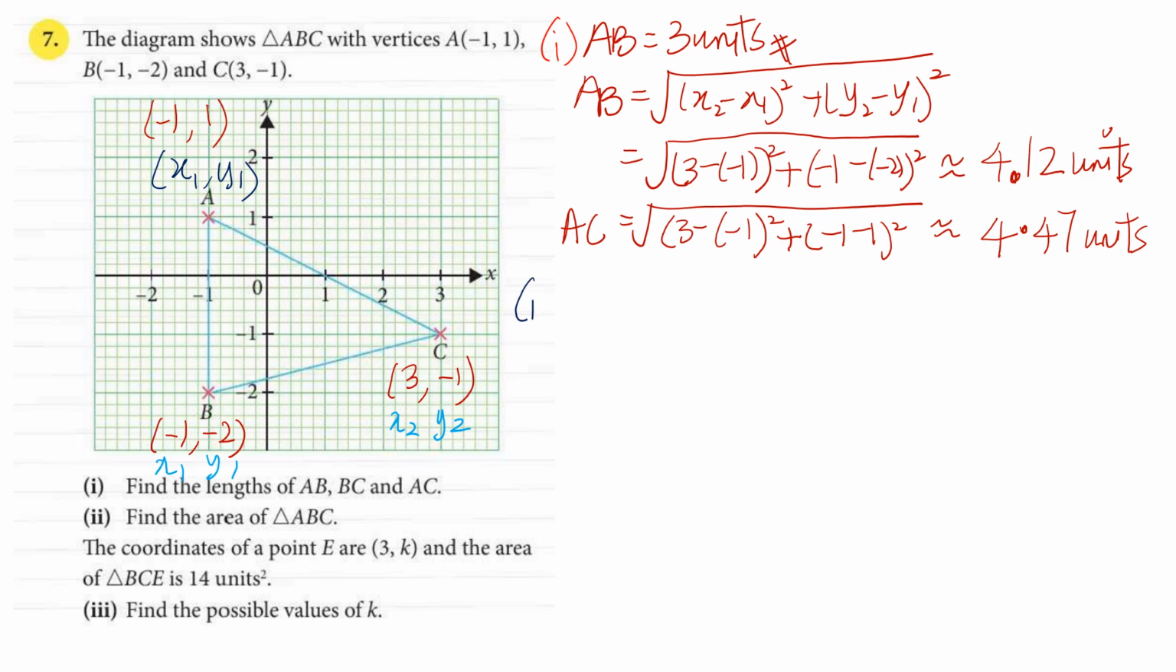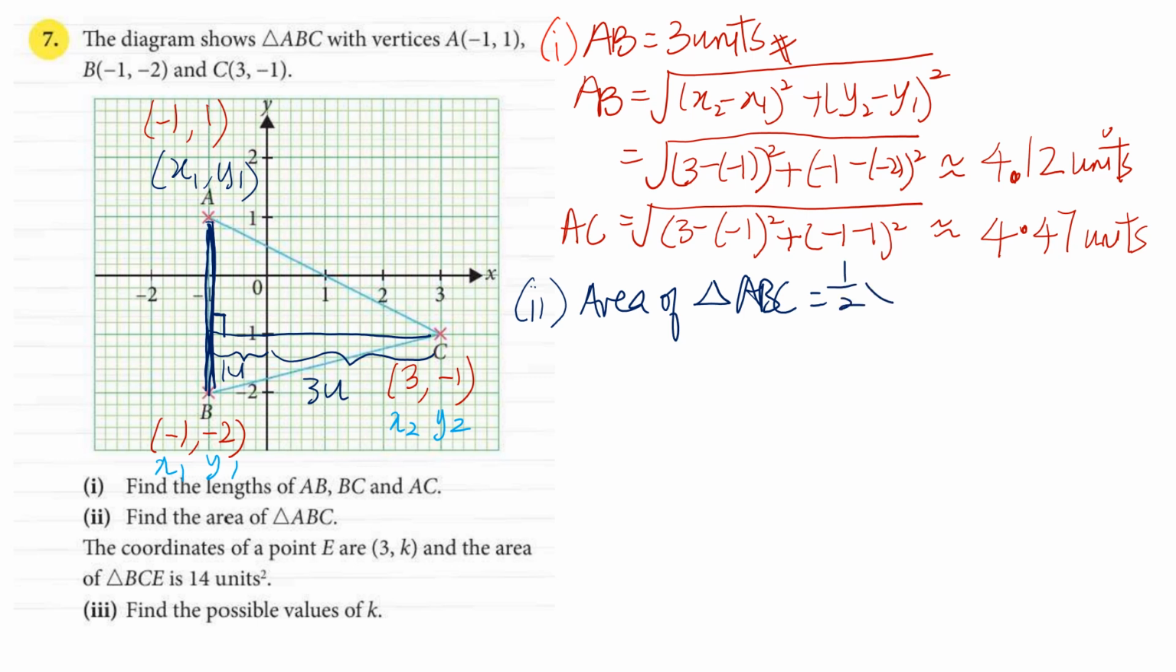Let's look at part 2. For part 2, you are asked to find the area of triangle ABC. In this case, I'm going to use AB as my base because it's easier. If AB is my base, then my perpendicular height will be this horizontal distance here, which will be just 1 unit plus 3 units. That gives you 4 units.